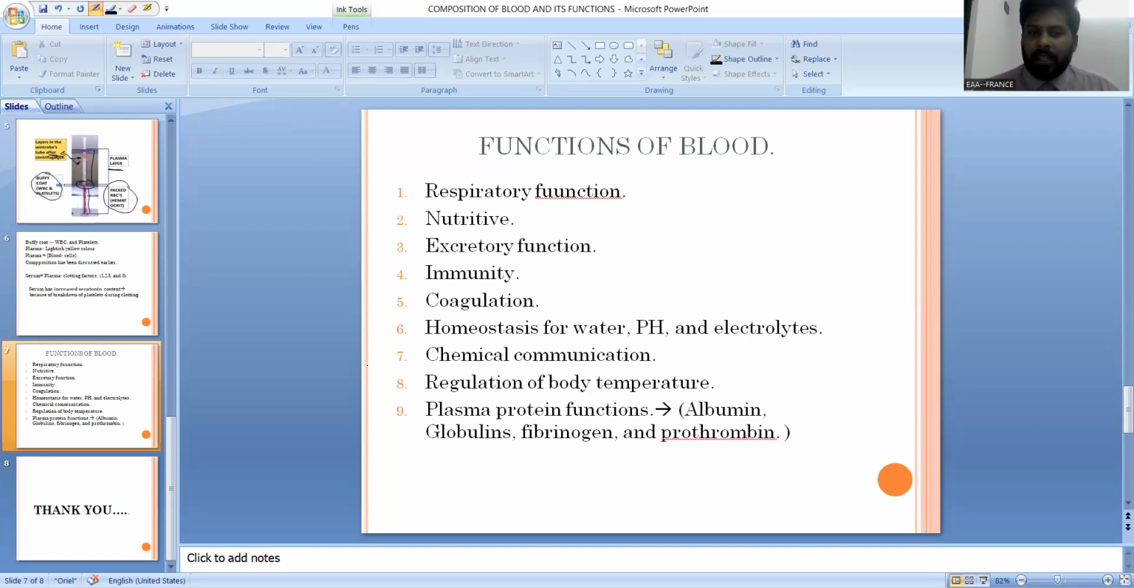So as a part of chemical communication also, blood is helping out, and the blood also helps in regulation of body temperature. And finally, the plasma proteins. You all know that plasma proteins consist of albumin, globulin, fibrinogen, and prothrombin. All these functions can also be included in the functions of the blood.